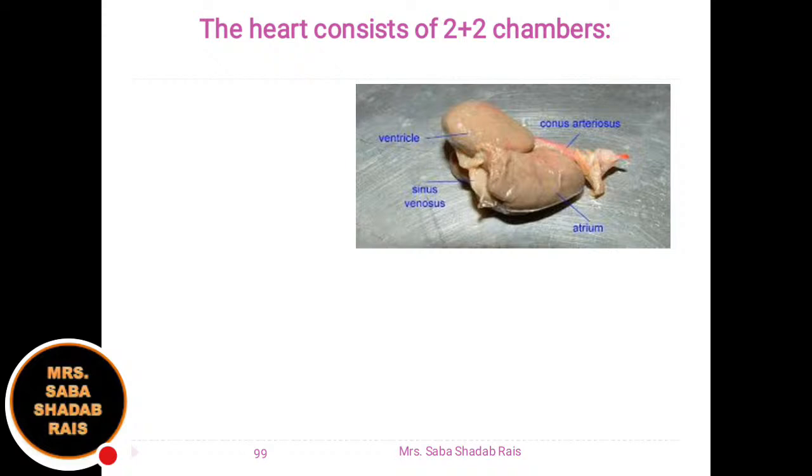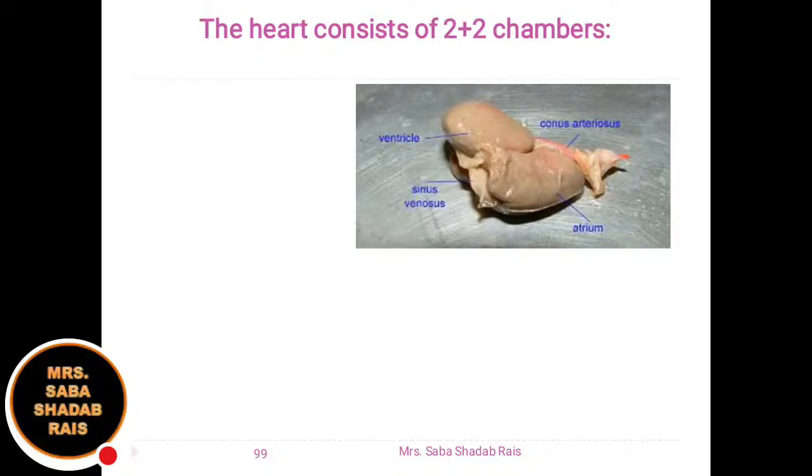The main receiving chamber of the heart is called the atrium or the auricle, and the distributing chamber of the heart is called the ventricle. What is it called? It is called a ventricle. And see, this atrium and ventricle are single. In a double circuit it is going to be double, so that heart is four-chambered. But in the case of a shark, they have only one atrium and one ventricle.